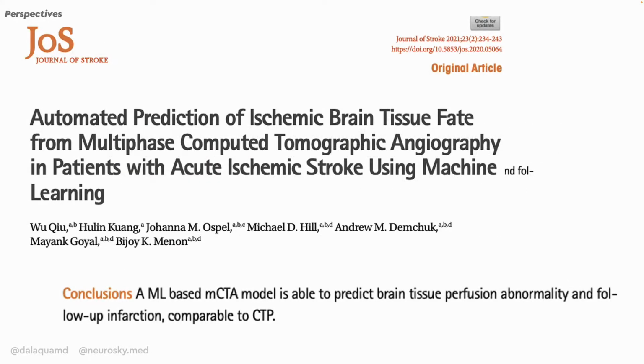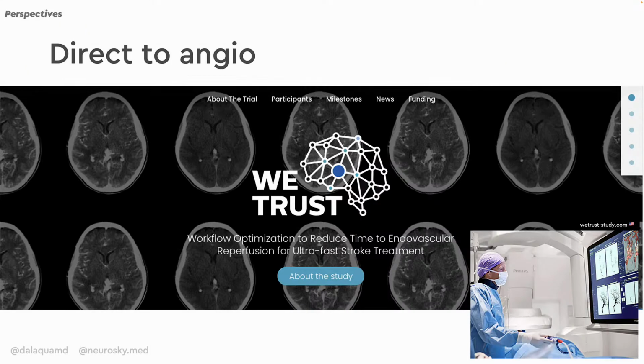And we have seen some very interesting approaches on this. So as this paper shows, a machine learning based MCTA score and model is able to predict brain tissue perfusion abnormality and follow-up infarction comparable to CTP. And we should not forget there are other approaches that are being studied right now.